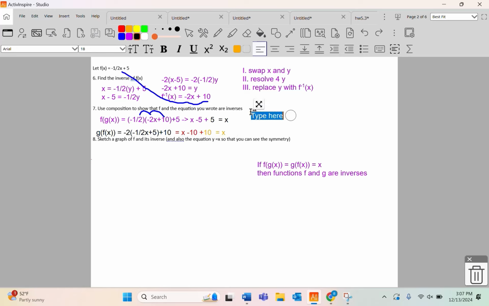So the two functions, let me say this. Since f of g of x is equal to g of f of x, which is equal to x, the two functions are inverses.